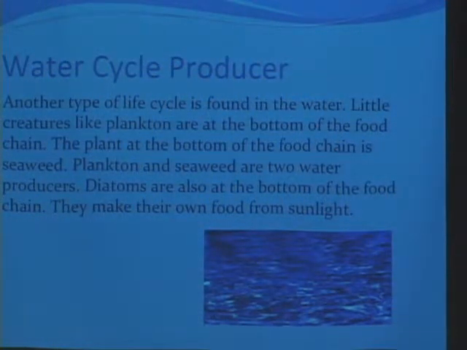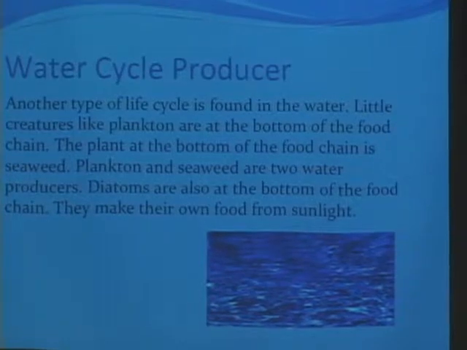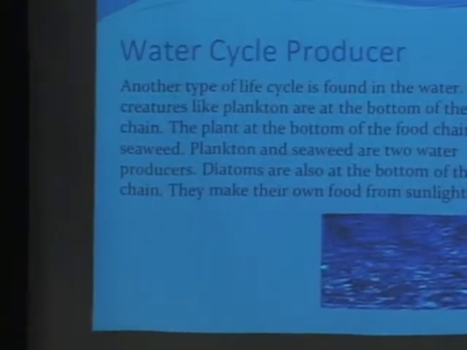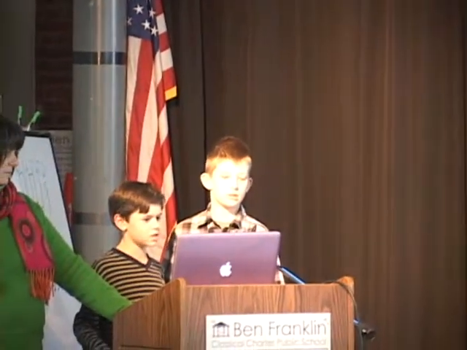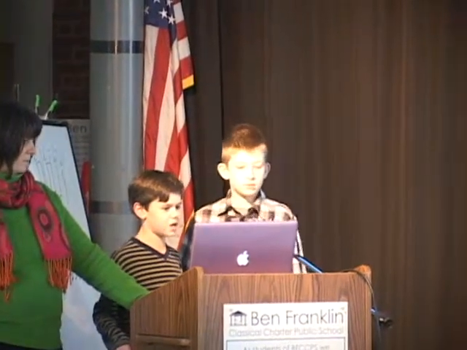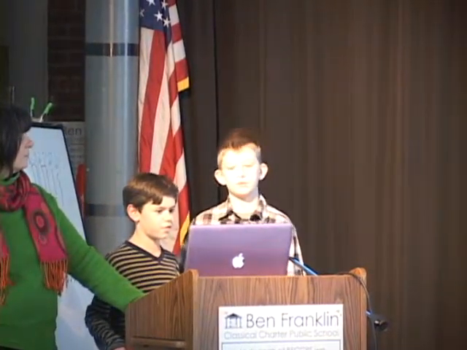Water cycle producer. Another type of life cycle is found in the water. Little creatures like plankton are at the bottom of the food chain. The plant at the bottom of the food chain is seaweed. Plankton and seaweed are 2 water producers. Diatoms are also at the bottom of the food chain. They make their own food from sunlight.